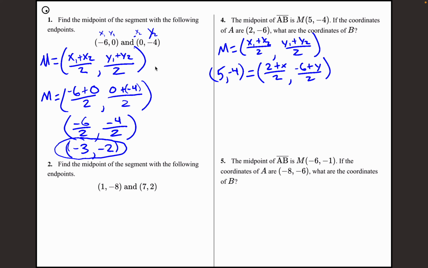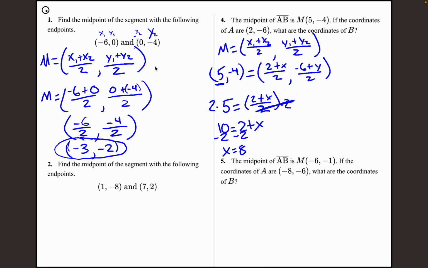We'll solve for x first. Our x of the midpoint is 5, so we have 5 equals 2 plus x over 2. We have to get x by itself, so we multiply both sides by 2. 5 times 2 is 10, and these 2's cancel out, which leaves us with 2 plus x. We subtract our 2, and x is going to equal 8.